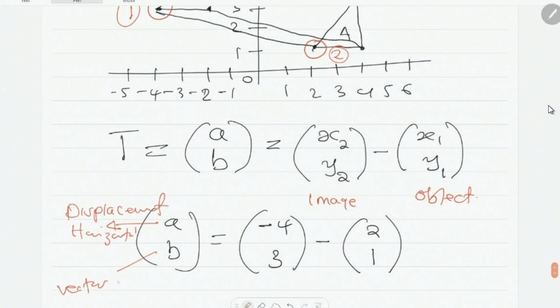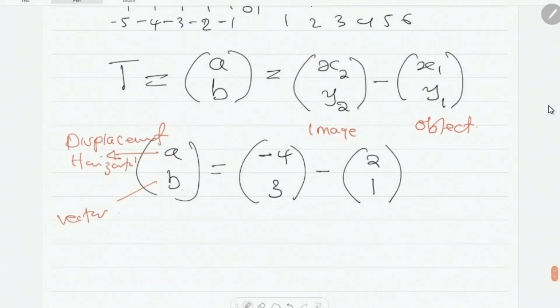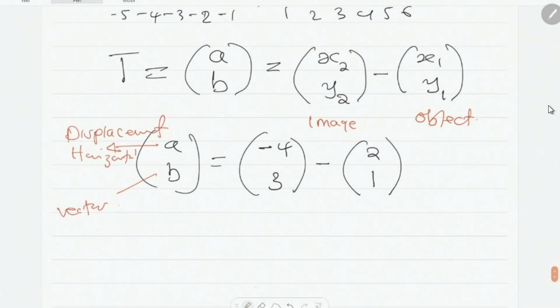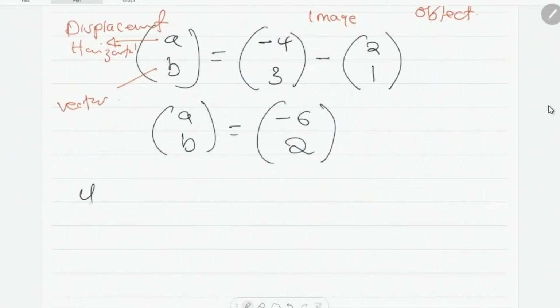Then simplifying the right hand side, we'll have negative 4 minus 2, that gives me negative 6, and 3 minus 1, that gives me 2. And therefore, describing this transformation fully, we can say it is a translation with vector -6, 2. So it means that you have described your translation fully.